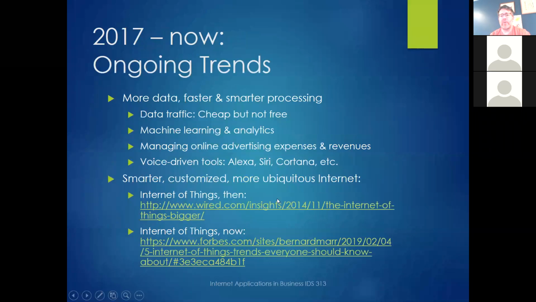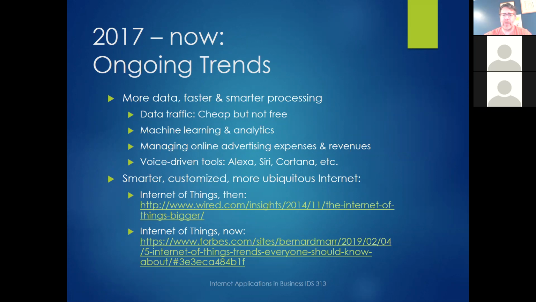Okay, so what's going on now as far as ongoing trends, right? Certainly there's more data, there's faster processing, there's smarter processing, by which I mean prioritizing what needs to happen. All of that, systems are getting better at. So data traffic is really, really cheap compared to what it used to be, but it's still not free. So businesses have to put in a little bit of concern to what they're doing.